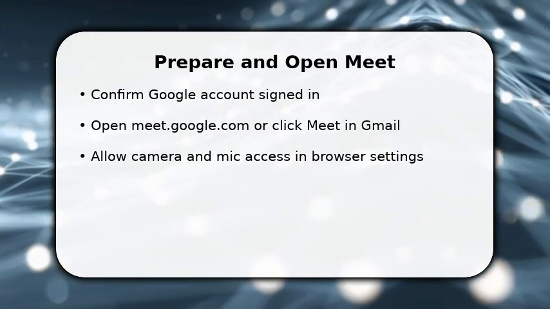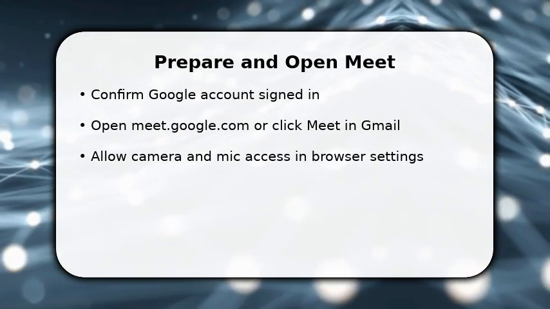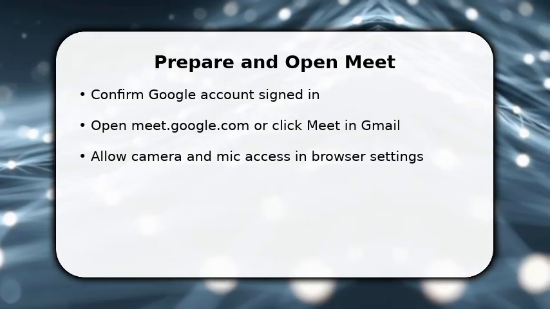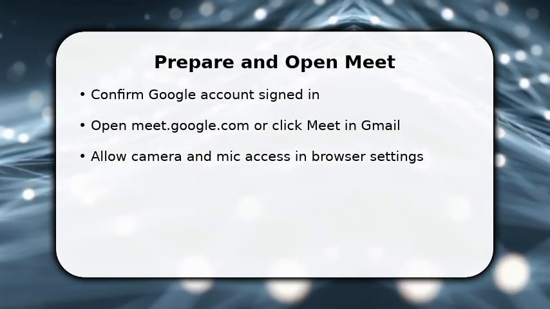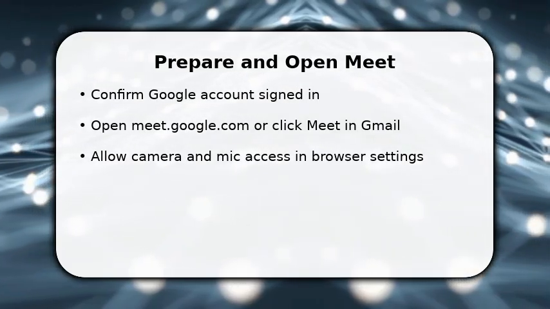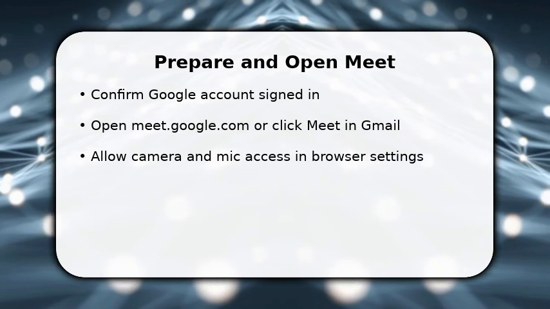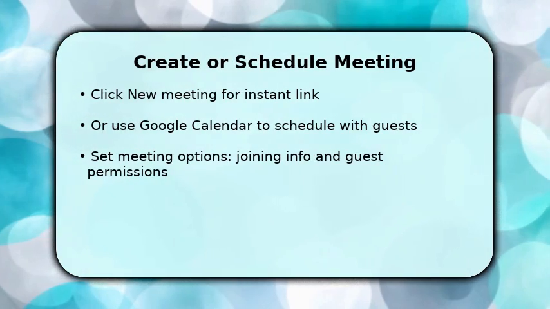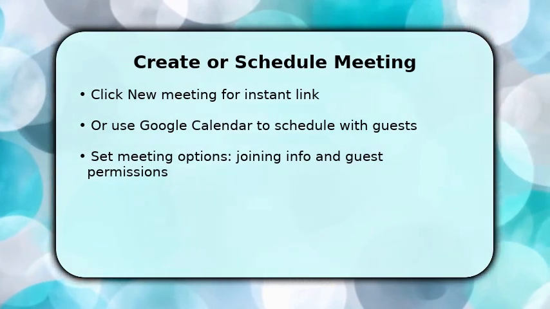Make sure to choose the correct camera and mic from the device menu, otherwise you'll show a black screen or silent audio. If using mobile, install the Google Meet app and sign in with the same account to keep continuity. Click New Meeting to generate an instant meeting ID and link, copy it and share.